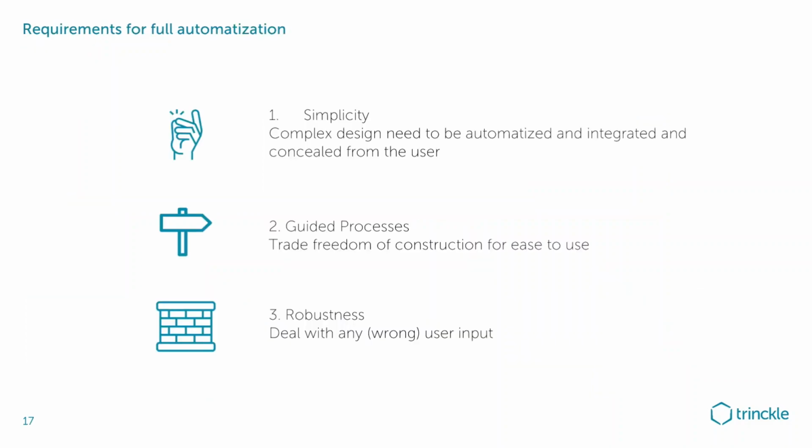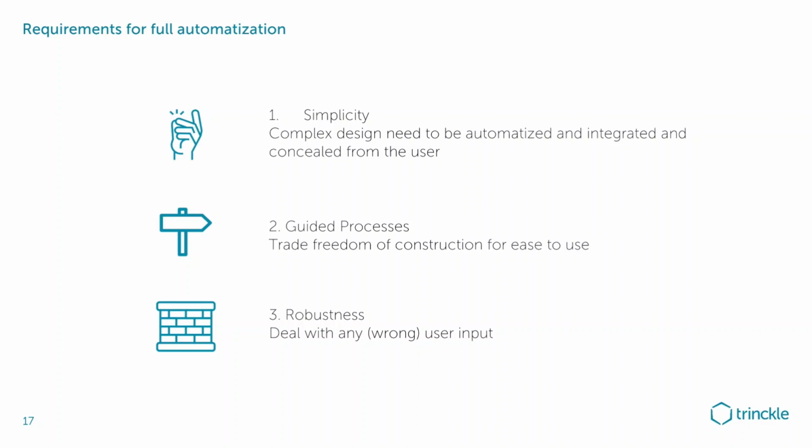So when one wants to do this kind of full automatization, you have to think of a couple of aspects that are more important here than in other fields. The first thing is, of course, you need simplicity. All the different decisions that need to be made during the production or construction process need to be combined into your automatized solution, so that the user doesn't have to know about these things at all.